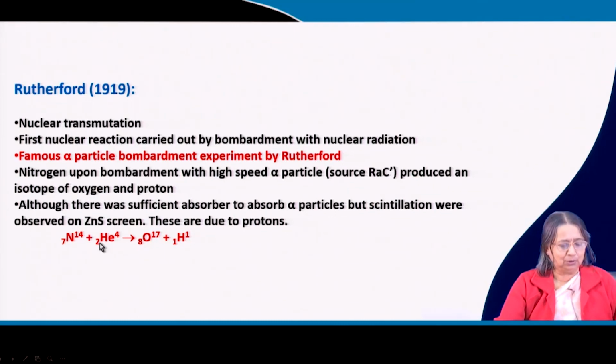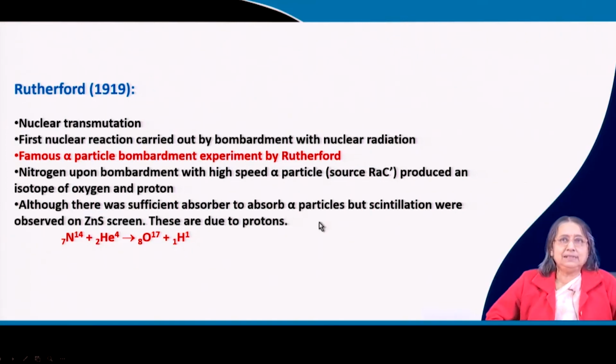Here it is shown nitrogen, you know the atomic mass number is 14 and atomic number is 7, and this is the alpha particle, that means 4 and 2, and then when this bombarded nitrogen, what we get is oxygen. This isotope of oxygen is not 16 here, but 17. So, it is an isotope of oxygen, atomic number 8, and a proton is produced. Although there was sufficient absorber, how to understand this? There was sufficient absorber to absorb the alpha particles.